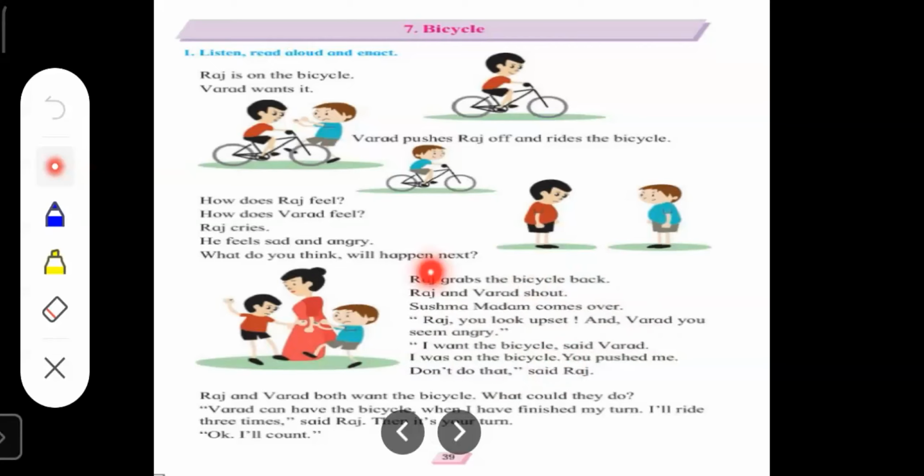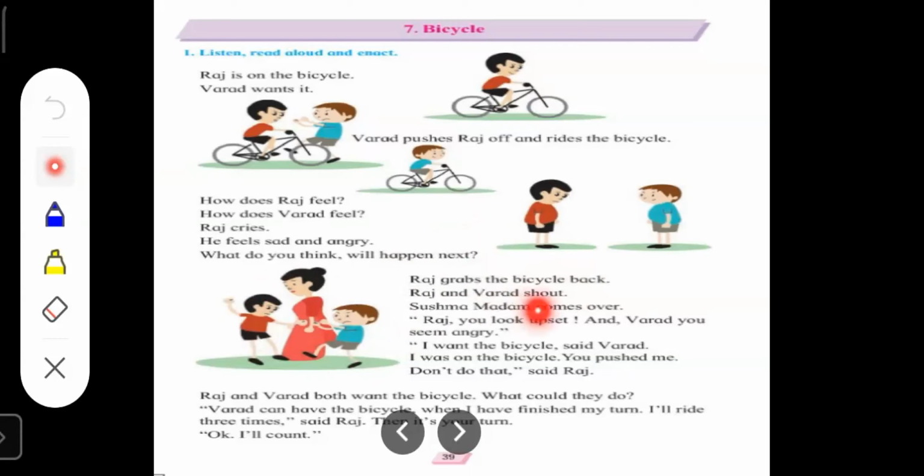Children, you can see here in this paragraph, the first line, Raj grabs the bicycle. That means when Varad pushes Raj, now you can see Raj is also doing the same mistake. What is Raj doing here now? Raj grabs the bicycle back. That means he takes the bicycle forcefully from Varad and they begin to shout. In this picture, you can see both Raj and Varad are fighting and shouting.